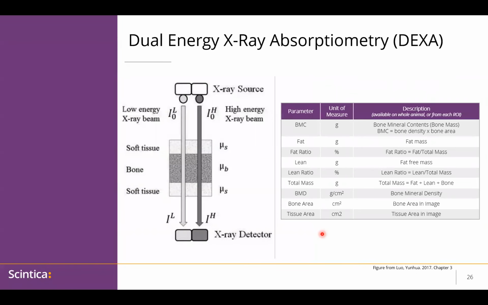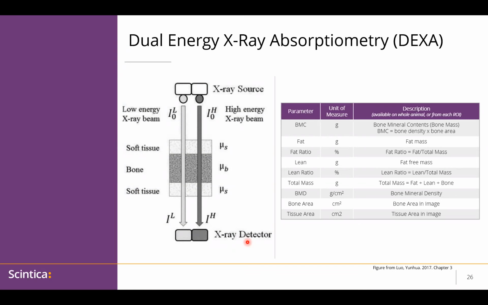Moving on to DEXA, or dual energy X-ray absorptiometry. DEXA works by sending two X-ray beams, one of a low energy and one of a higher energy. Basically these travel through the tissue and we get the X-ray attenuated image. The system then uses an algorithm to differentiate the signal for each pixel. Did it come from bone or did it come from soft tissue?